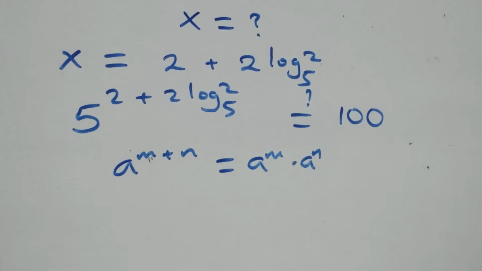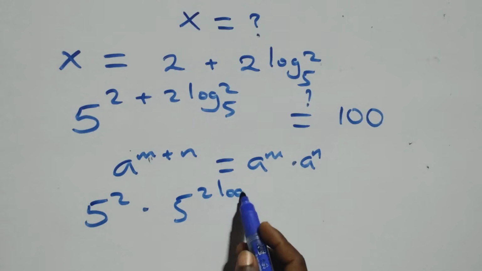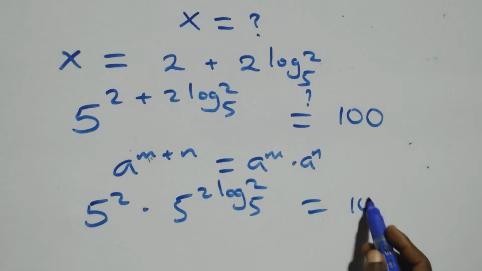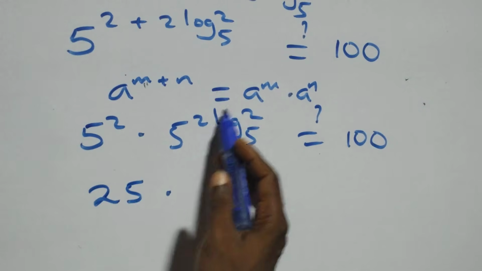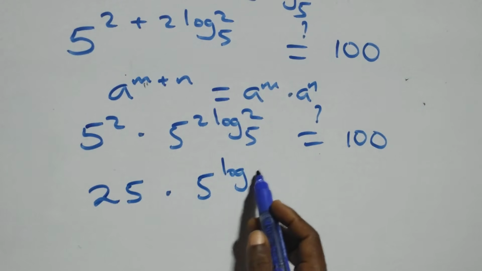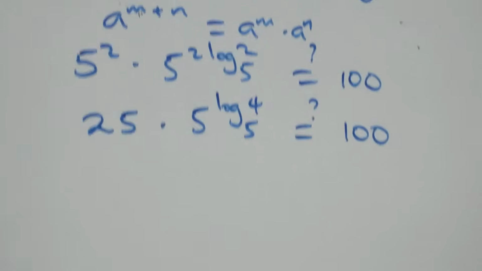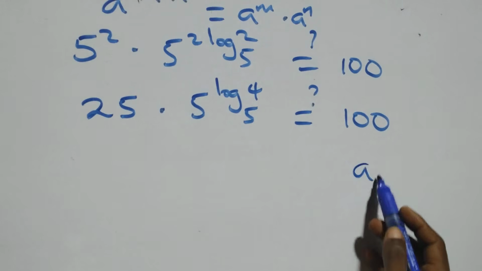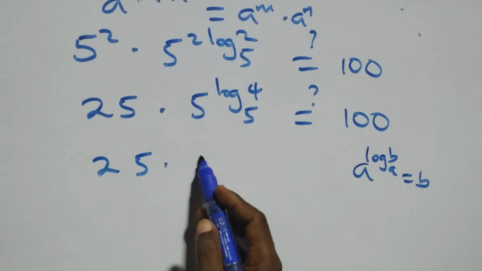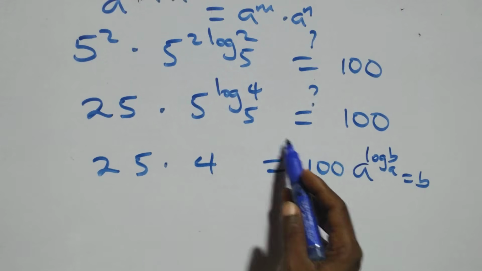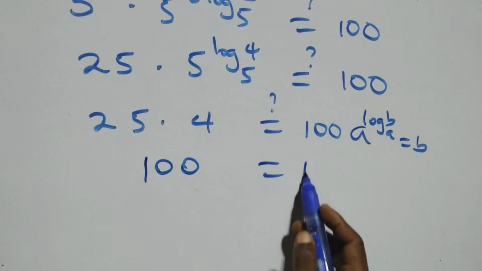That is, here we have 5 squared times 5 raised to power 2 log 2 base 5. Is it equal to 100 on this side? Then 5 squared, 5 times 5, that's 25. Then times, we reverse this from the power law, we have 5 raised to power log 2 squared, which is log 4 base 5. Is it equal to 100 on this side? Then yeah, this follows the law of logarithm: when we have a raised to power log b to base a, this is the same thing as b, and we have 25 times 4. Is it equal to 100 on this side? And of course, 25 times 4, that's 100, which equals 100 from here.